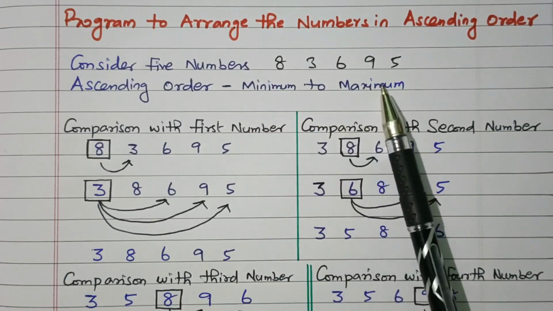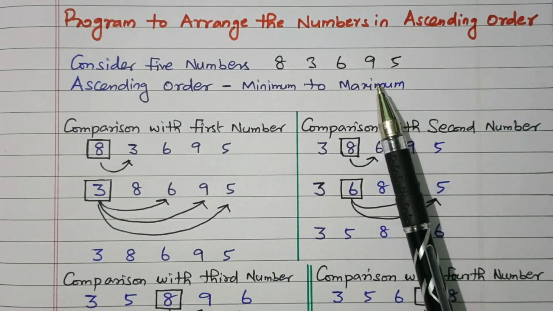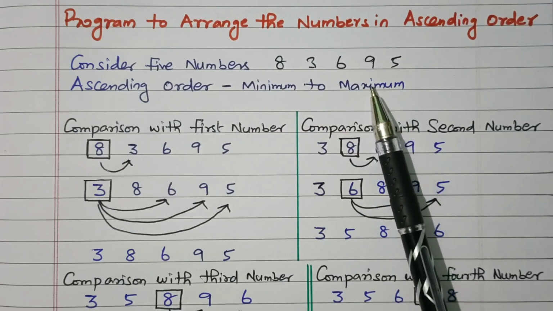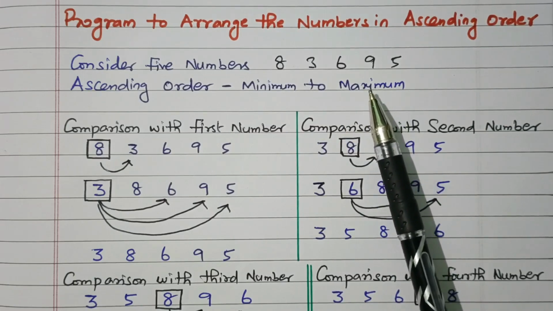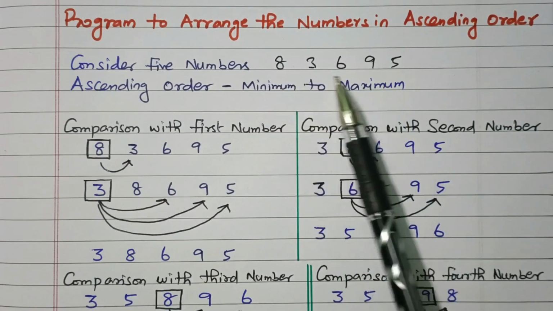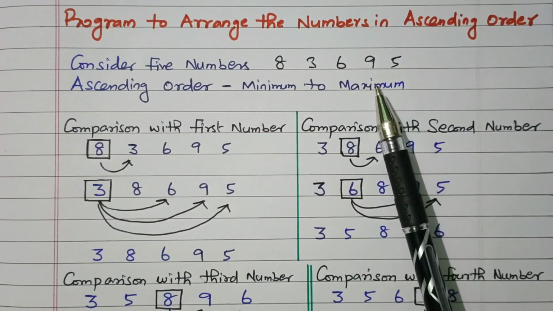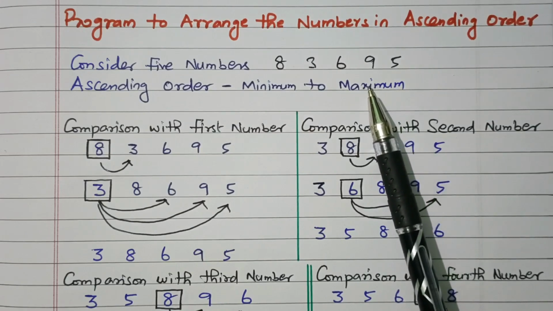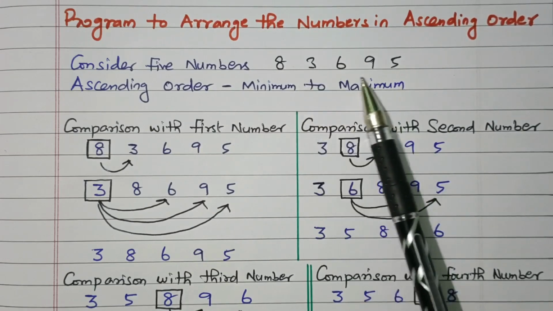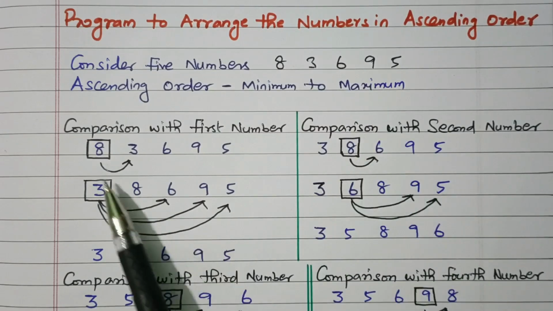So for a set of numbers we need to use an array. An array is a set of elements of the same data type. So we can use a single dimensional array to store these 5 numbers. Then we can arrange the numbers in order, right? What is the procedure to arrange the numbers? What is the logic in that?